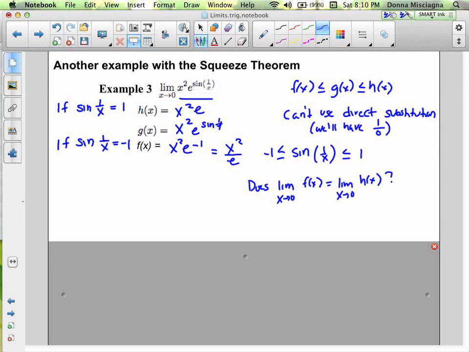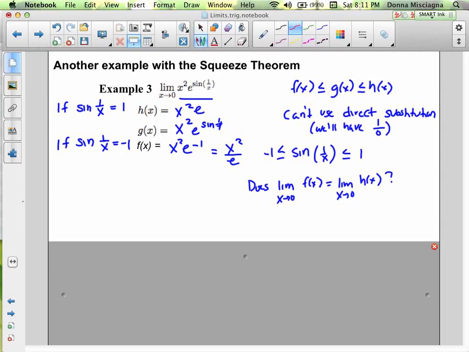So we use the sandwich theorem with sine and cosine because it's limited. It has to be greater than or equal to -1 and less than or equal to 1. That's why we can use the sandwich theorem with sine. All right, so now let's see if we meet the requirements here. We're looking at as x approaches 0, so let's find our limits.